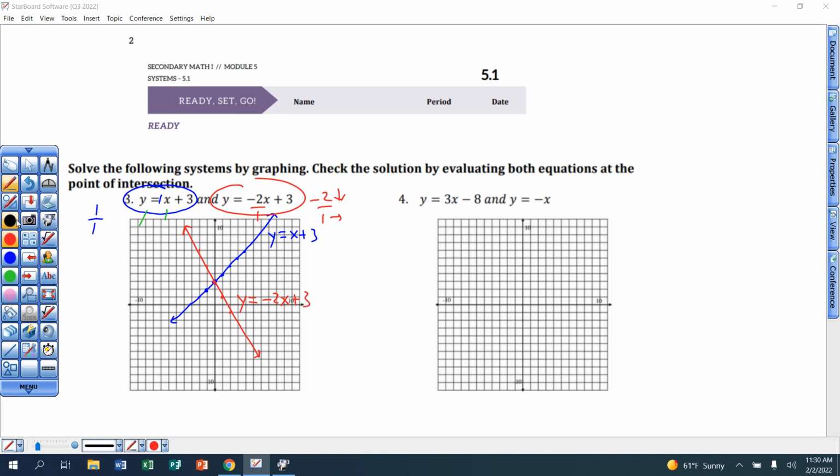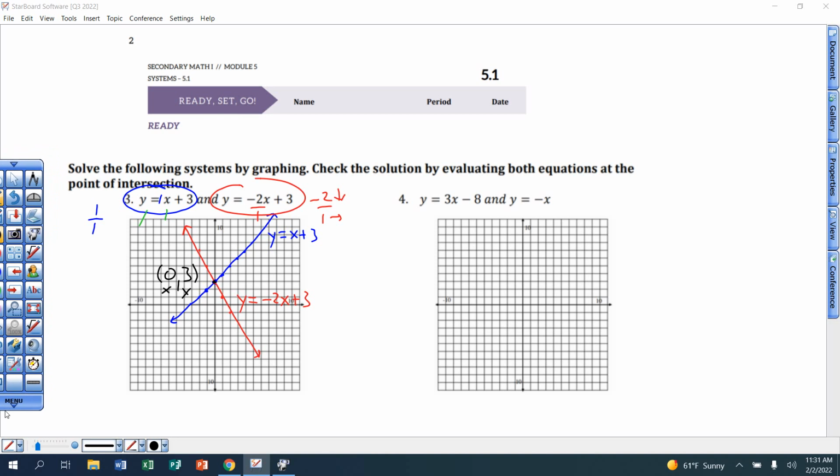And now they want you to check that intersection point, which is the coordinate 0 for x, 3 for y. I'm going to check that into both of those equations in blue and red. So I'll do the blue one first. I'm going to plug in 3 where that y used to be, 0 for where that x is, and that should work. That point (0, 3) satisfied that equation. If I plug that same point into the red one, that's going to be the same 3 for y, but this one is negative 2 times 0 for x, and that gives me another true statement.